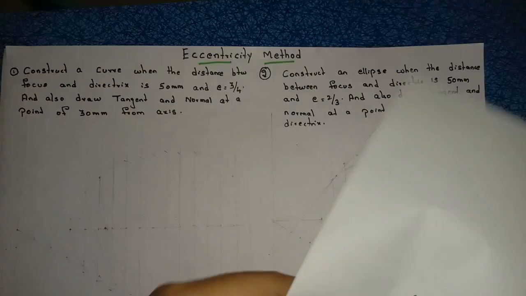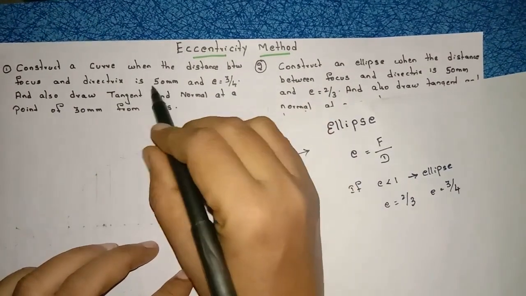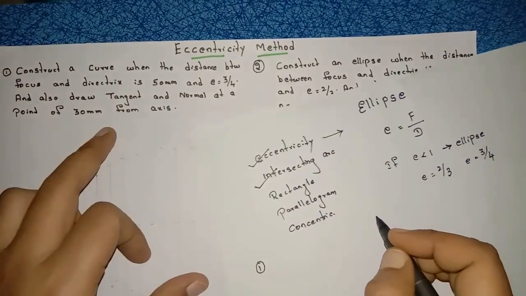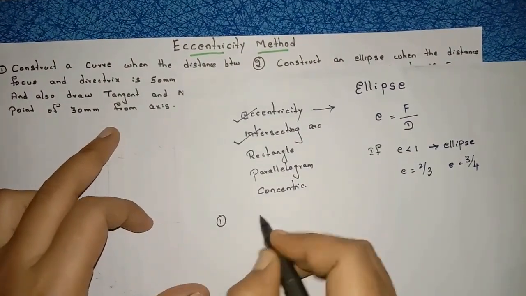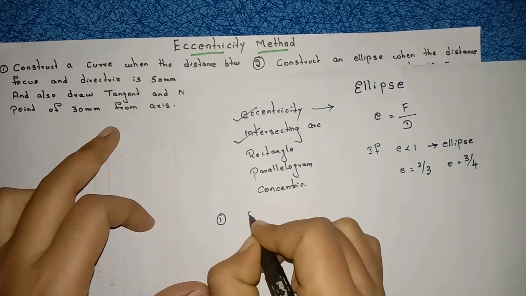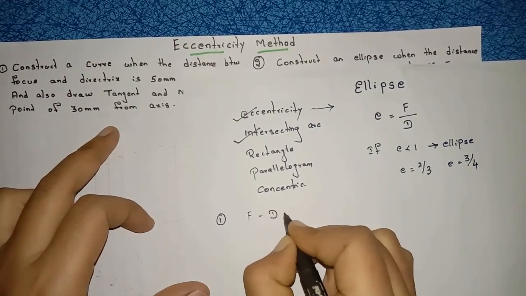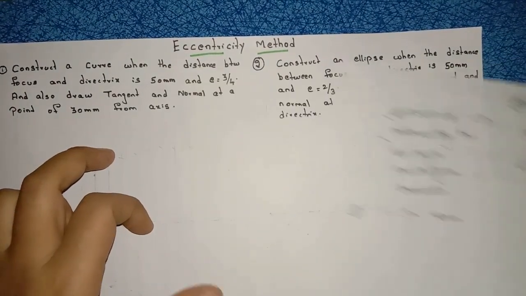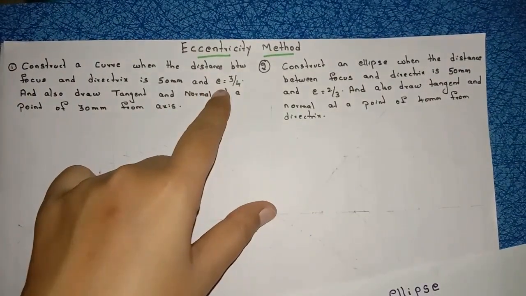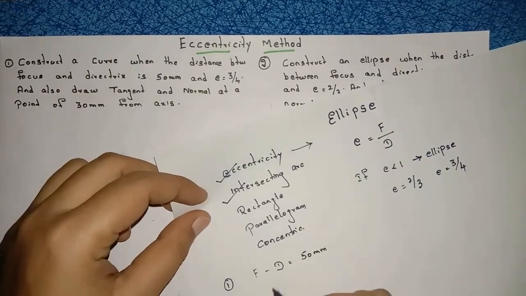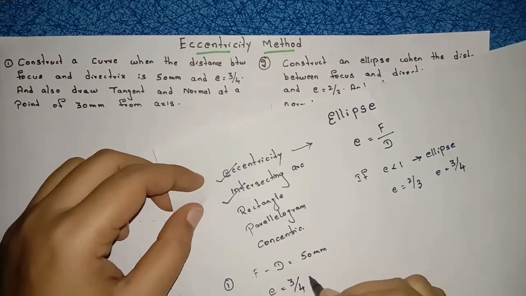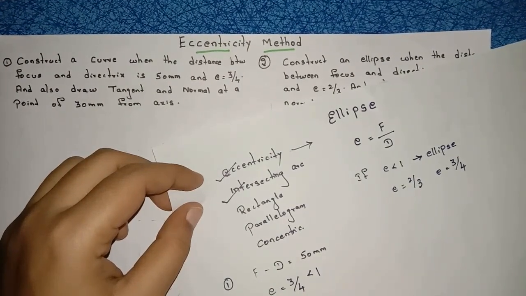Read the question properly first of all. What is the given data for the first one? The distance between focus and directrix is 50 mm. And next is e equal to 3 by 4. So 3 by 4 means it is less than 1.